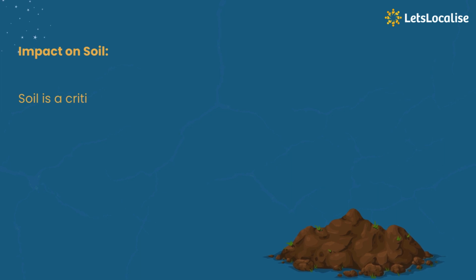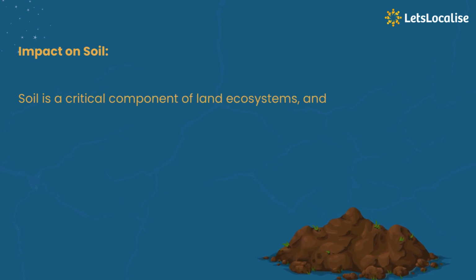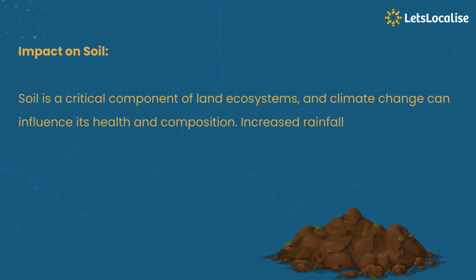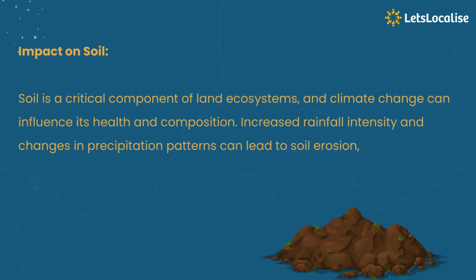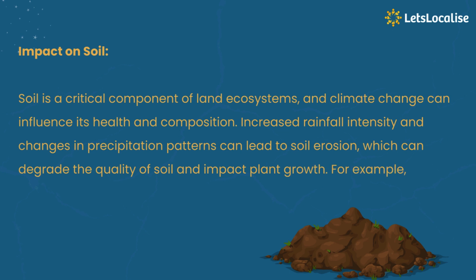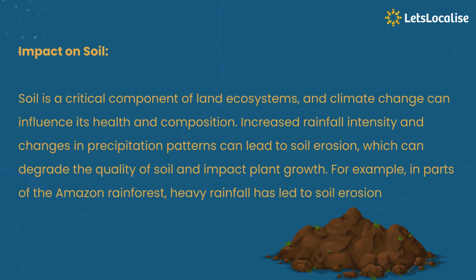Impact on soil. Soil is a critical component of land ecosystems, and climate change can influence its health and composition. Increased rainfall intensity and changes in precipitation patterns can lead to soil erosion, which can degrade the quality of soil and impact plant growth. For example, in parts of the Amazon rainforest, heavy rainfall has led to soil erosion, threatening the stability of the ecosystem.